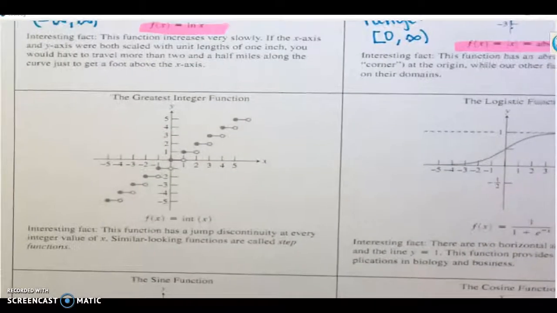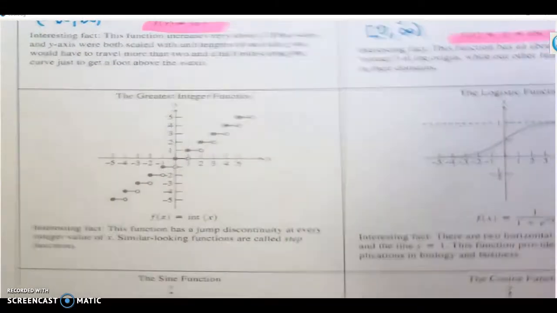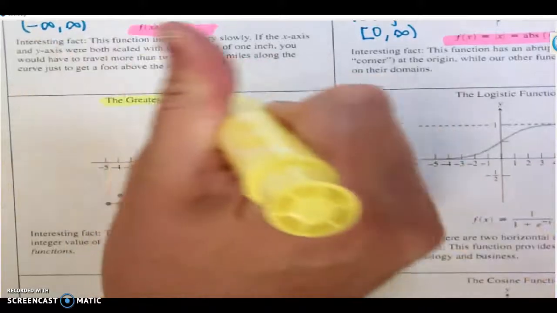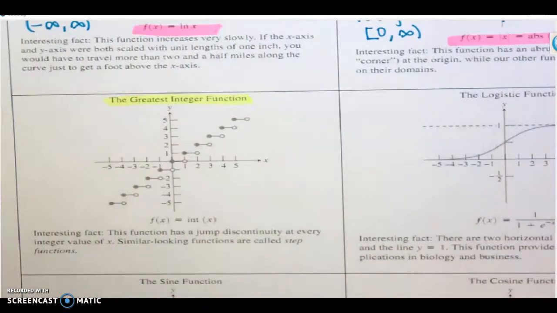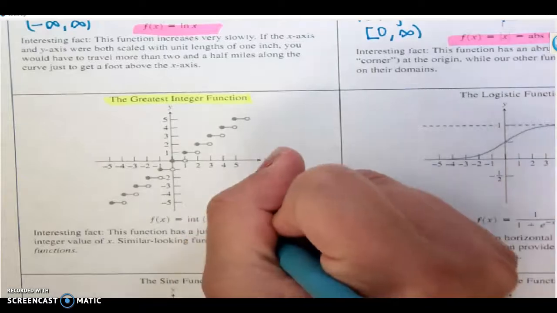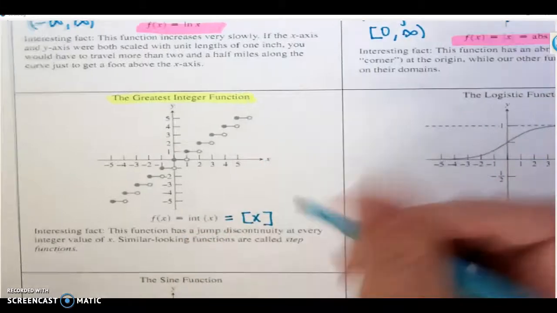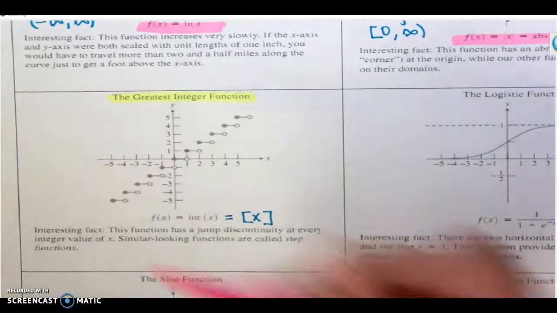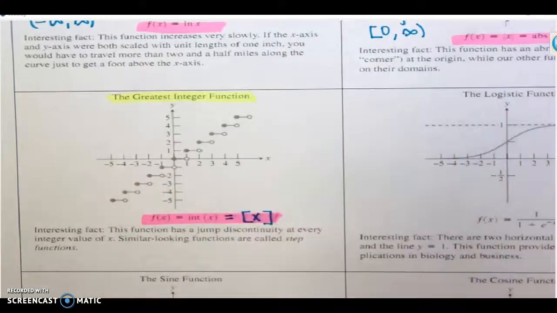Okay, next we have this greatest integer function. So a little strange. The greatest integer function, it says int of x. Normally when you see this greatest integer function, it's going to have brackets around the x. So those both mean the same thing. Those are the greatest integer function.